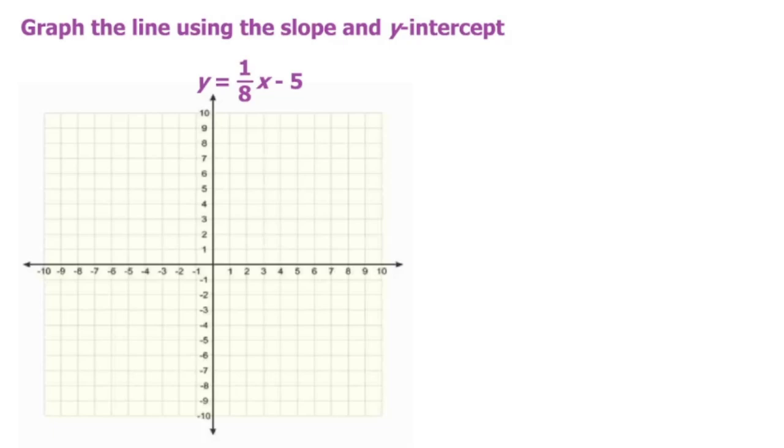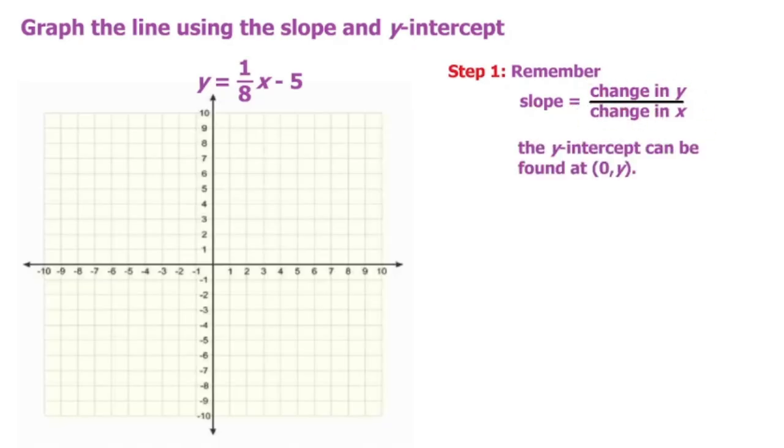In this video, I'm going to teach you all the tricks on how to graph a line from an equation. So if we have a problem like this that says graph the line using the slope and y-intercept, and we have this line equation here, y equals 1/8 x minus 5, and here we have our graph that we're going to graph on. So remember, slope equals the change in y over change in x.